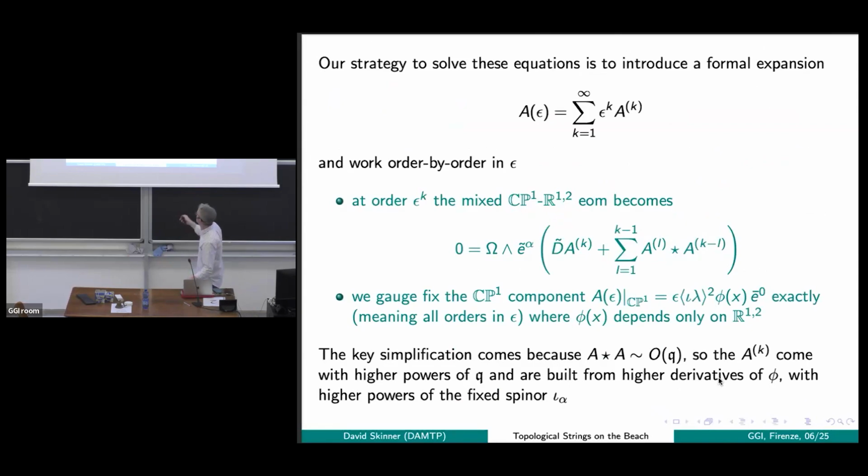But the key point is that because this thing involves the star product, this is only non-zero because of the presence of the star product. It must be at least of order q, and so it's going to come with higher power. This term for higher k is going to come with higher and higher powers of q, because it's part of the star product. That's always going to mean that we get higher and higher derivatives of the zeroth order term, and higher powers. Those derivatives are going to be accompanied by higher powers of this reference spinor iota.